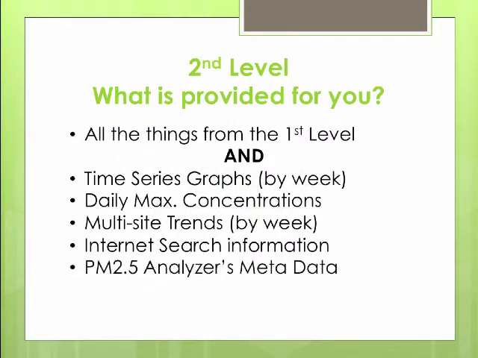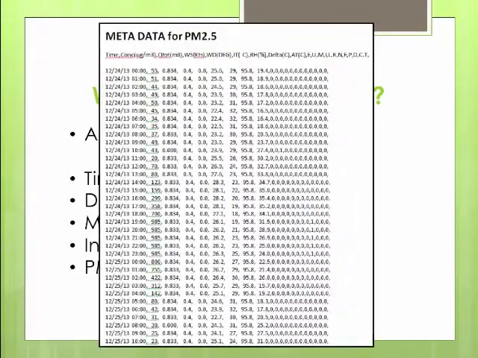Okay, so then you've also got the metadata from the BAM 2.5 monitor, which will be invaluable to help you determine whether or not some of the data is valid or not. So here is a printout of that data. And you'll notice, perhaps, there are some ones in amongst all those zeros. That's a hint.